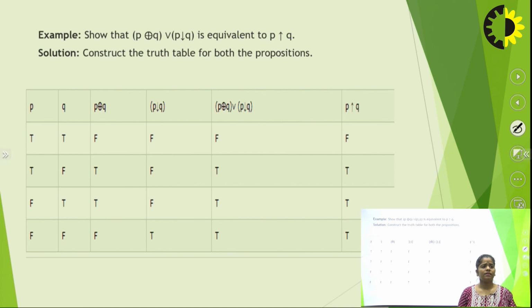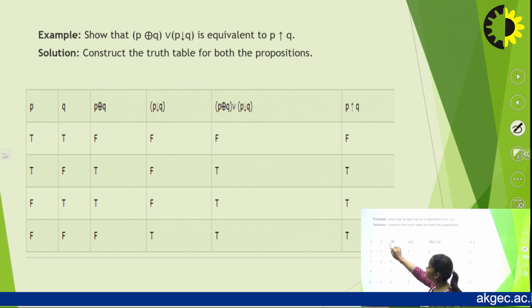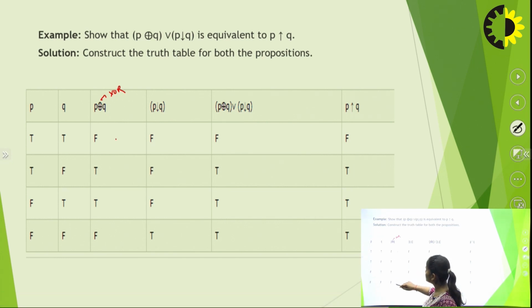So show that this is equivalent to this. Basically this type of question comes in your exams sometimes. So show that the XOR of P and Q, NOR of this, is equivalent to NAND of this, right? So here if I do P and Q XORing, since we have two variables only, we have four inputs. This represents XOR, right? XOR means if we have both the same values as input, then the output will be false, right? So this is the XOR output.